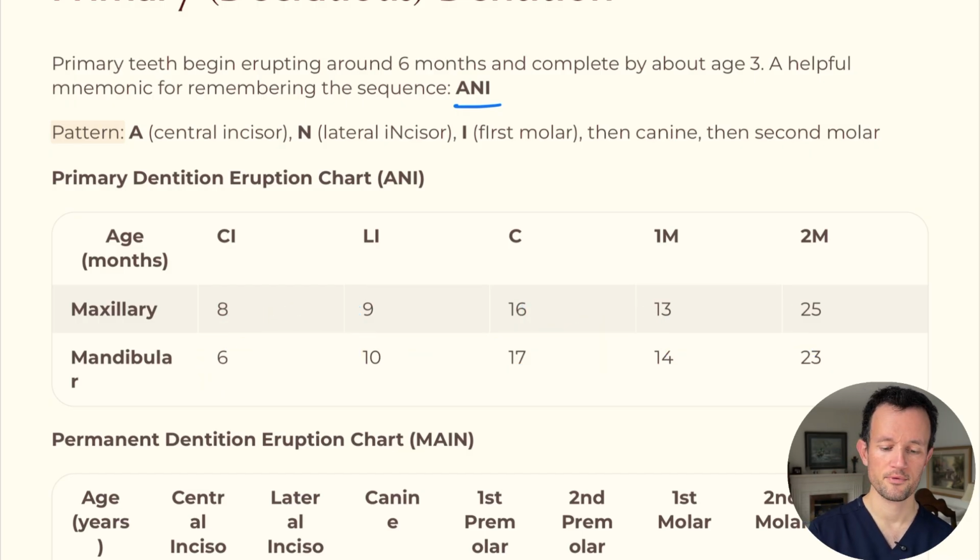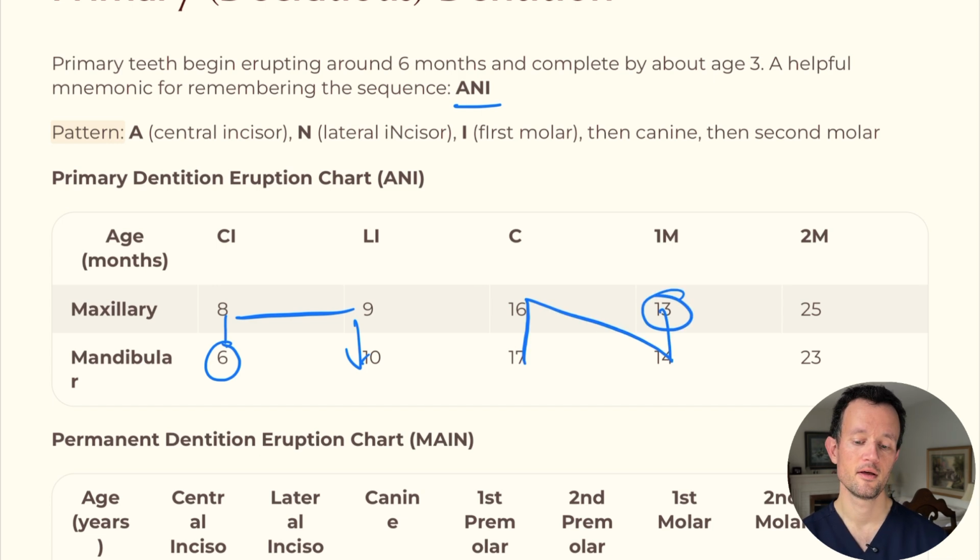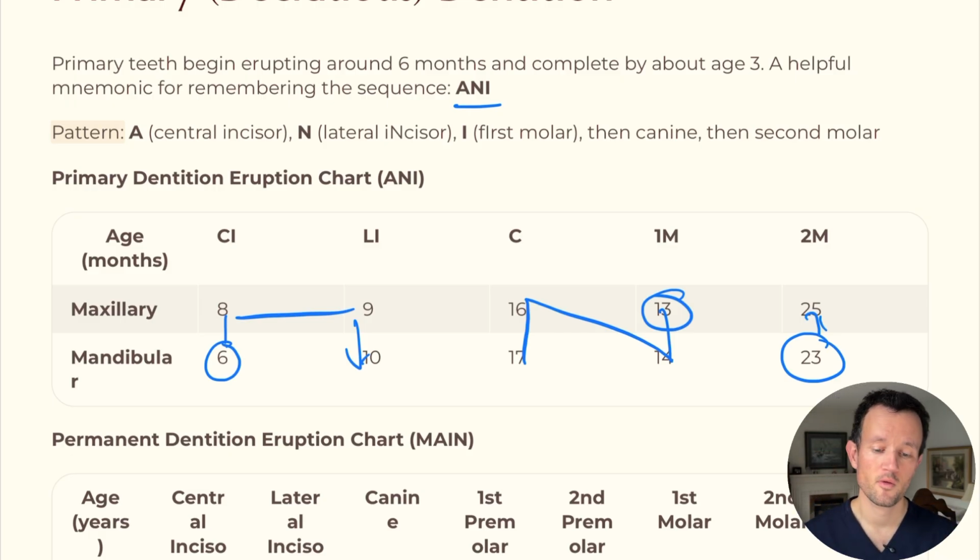So what does this look like, really? If these are the teeth here, the central, lateral, canine, first molar, second molar, I remember it like this. The mandibular central incisors first, then the maxillary, then the lateral, then back down to the mandible. Then here we have something that looks like an N, don't we? Straighten at the first molar at 13 months. Then at basically 2 years, we have our last molars come in. So that's how I remember it.